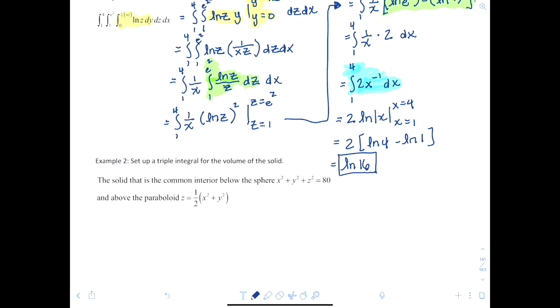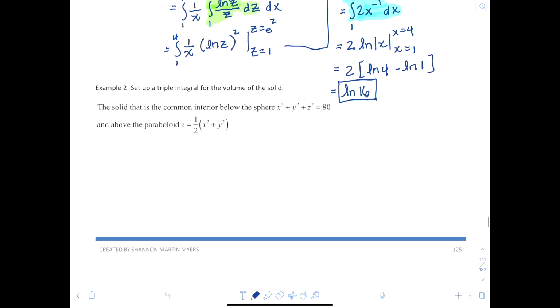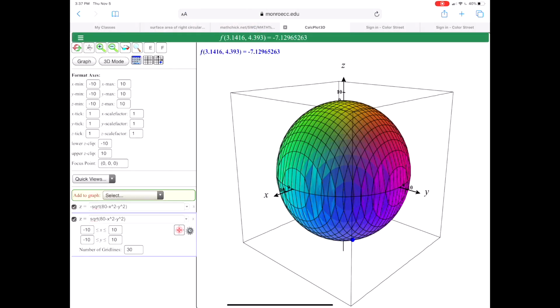Cool? All right, so next up, let's set up a triple integral for the volume of this solid. So the solid that is the common interior below the sphere, x squared plus y squared plus z squared is 80, and above the paraboloid, 1/2 times x squared plus y squared, that quantity. So to graph the sphere, you have to do z is plus or minus the square root of 80 minus x squared minus y squared. And then now let's add another deal to the graph.